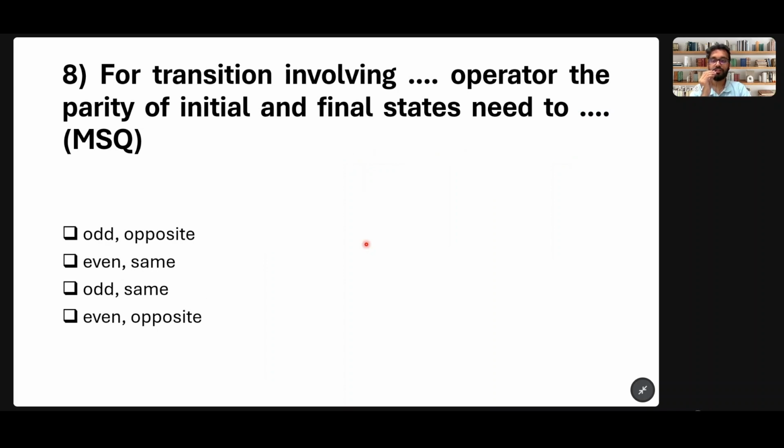Question number 8. For transition involving dash operator, the parity of initial and final states need to dash. From the calculations of the parity operator, it's pretty straightforward. It's an MCQ. If the operators are odd, then the parity is opposite, and if the operators are even, then the parity is the same. So both option A and B stand true.